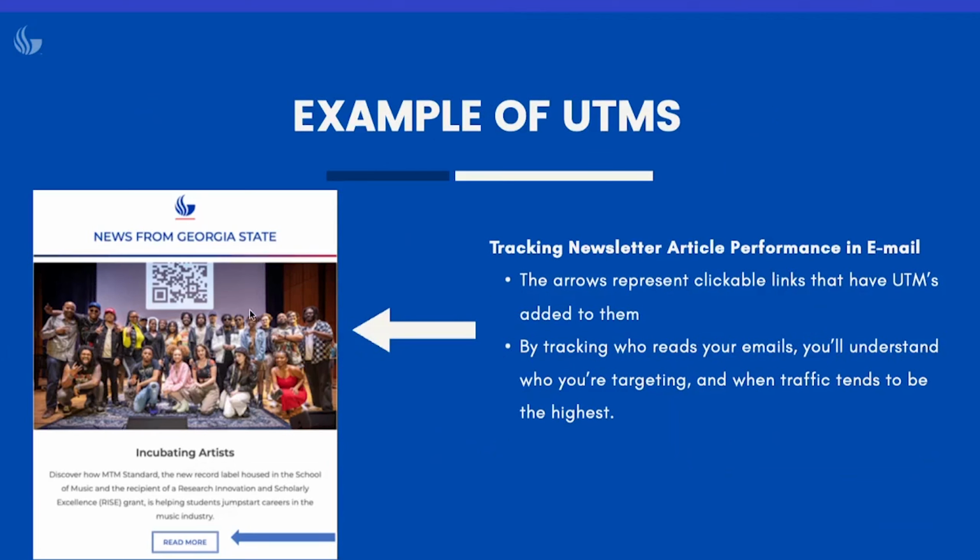The arrow is placed right next to the photo, and on the read more, they both have UTMs placed within them. So we can see what essentially our users are clicking on. Are they clicking on the photo more? Are they clicking on the read more? And from there, we're able to see what students, faculty, staff, and alumni like to see as well. Those are two different UTMs, one for the image, one for the button.